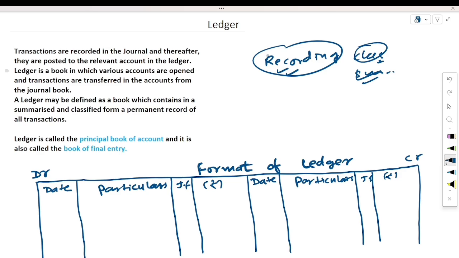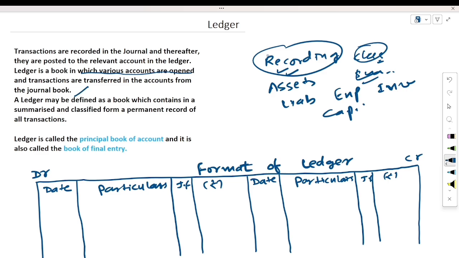What is ledger? Ledger is a book in which various accounts are opened. Various accounts in the sense, it may be an assets account, a liability account, an expense account, an income account, or a capital account. Like this, various accounts are opened and transactions are transferred into the accounts from the general book.